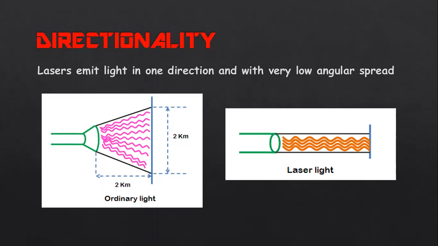Suppose the beam of light emitted from a conventional source travels 2 kilometers, then it will also spread to a diameter of 2 kilometers. But in the case of laser, a beam of light traveling to a distance of 1 or 2 kilometers will not spread more than a few centimeters. Thus, the property of directionality of laser helps to focus on the target at a large distance.